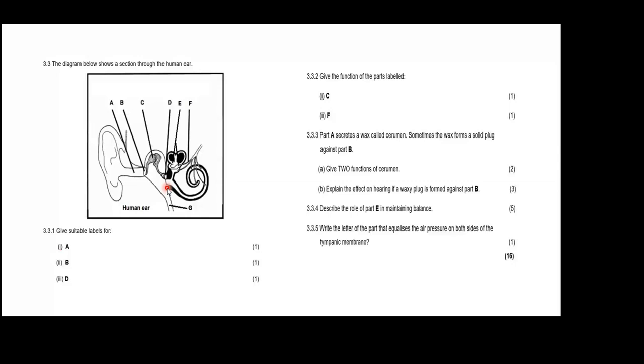Okay. For 3.3.2, you just have to give the function of C and F. So again, you need to know what C is, and C would be part of the ossicles. If you remember correctly, C would be the hammer, and the hammer would amplify the sound or transfer the vibrations from the hammer to the anvil or to the incus, which is the bone next to that. Likewise with F, what am I looking at by F? I'm looking at the auditory nerve, and that takes impulses to the brain.